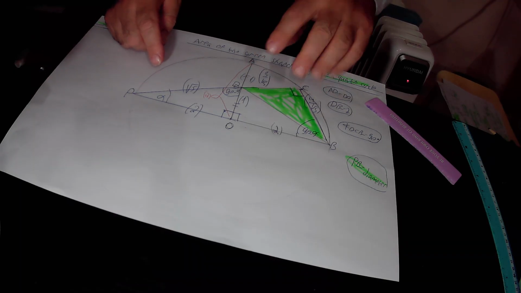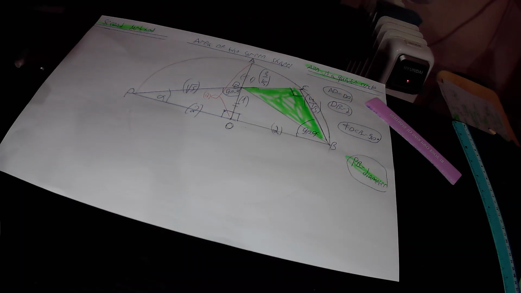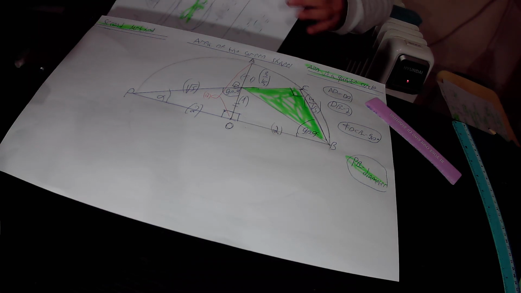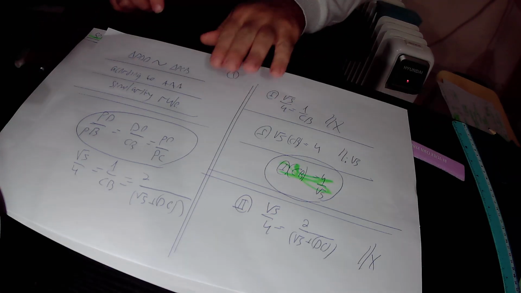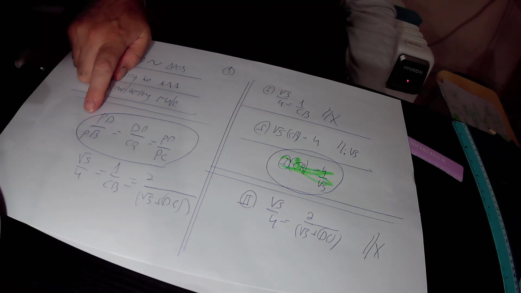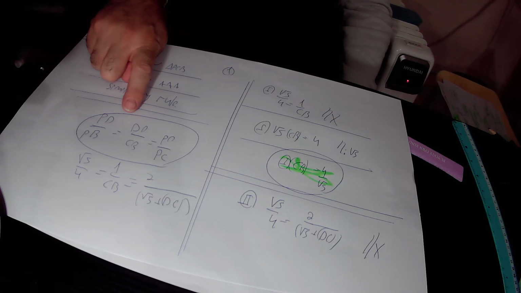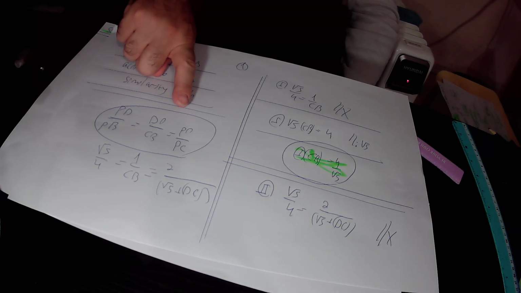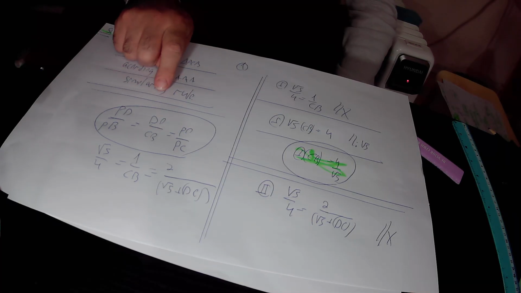And again, from the fact that those two right triangles are similar to each other, we derive that the following relationship exists between the sides. We derive that side PD of the small triangle or side PB of the big triangle equals side DO of the small triangle or side CB of the big triangle, and it is also equal to side PO of the small triangle or side PC of the big triangle.